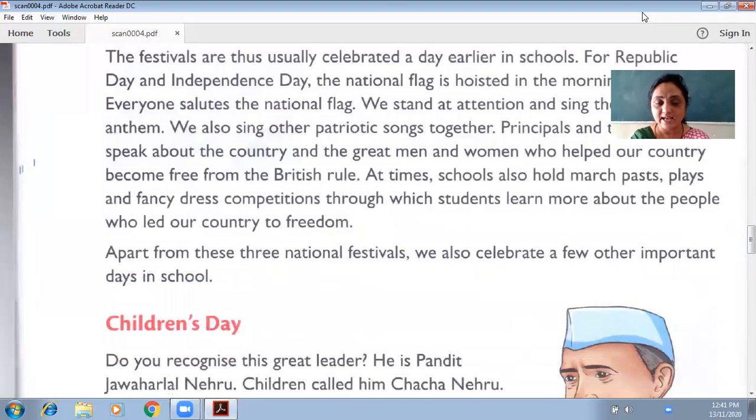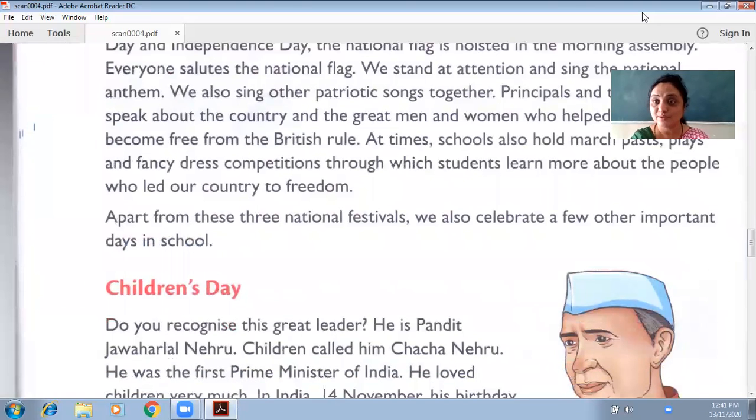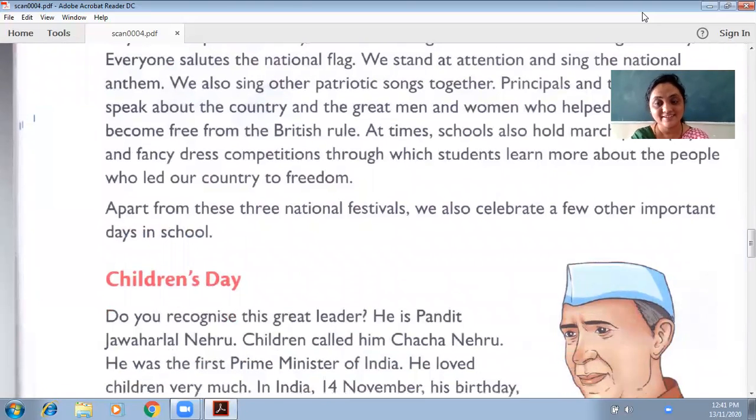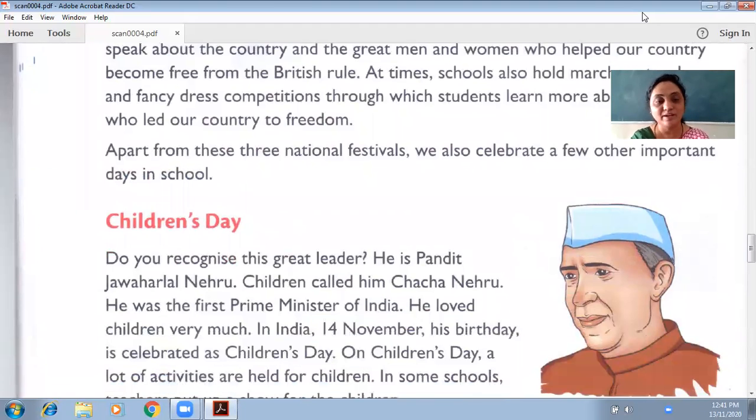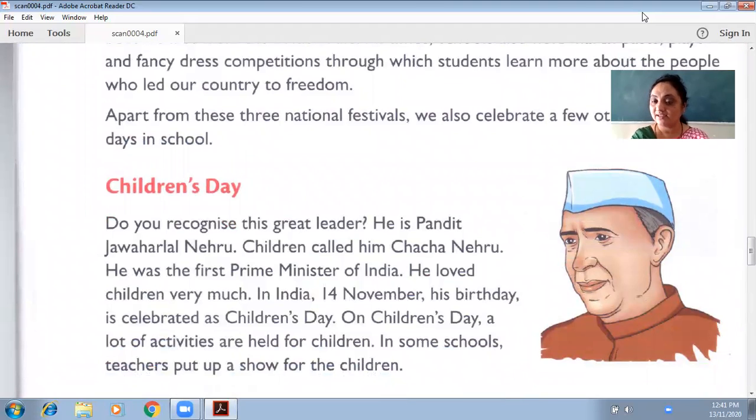Apart from these three national festivals, we also celebrate a few other important days in school. That is coming in this month only, the Children's Day. So do you recognize this great leader? Who is he? He is Pandit Jawaharlal Nehru.